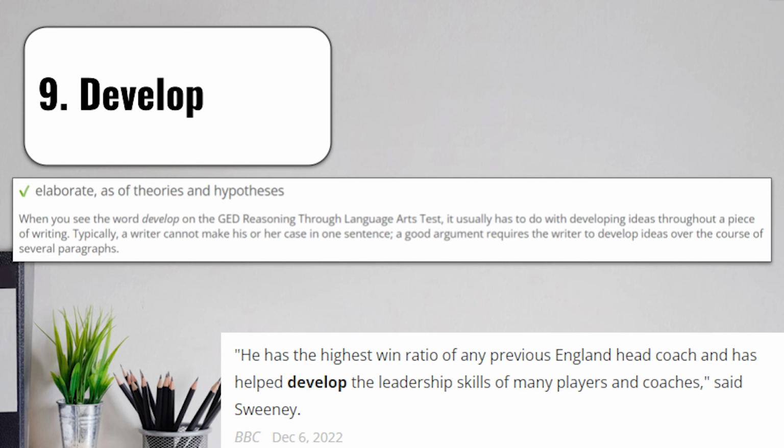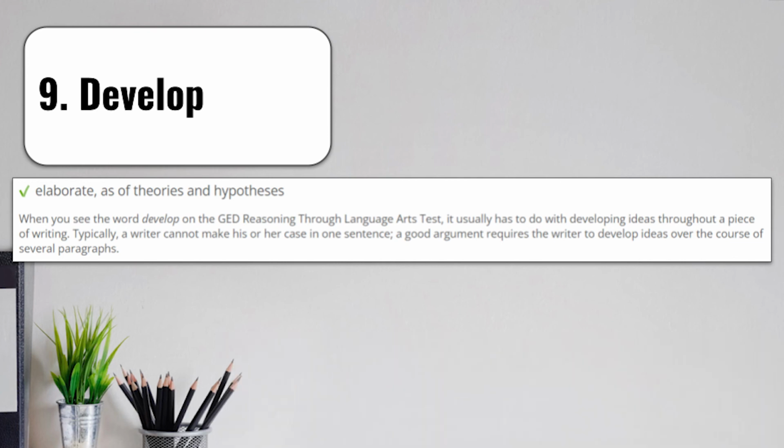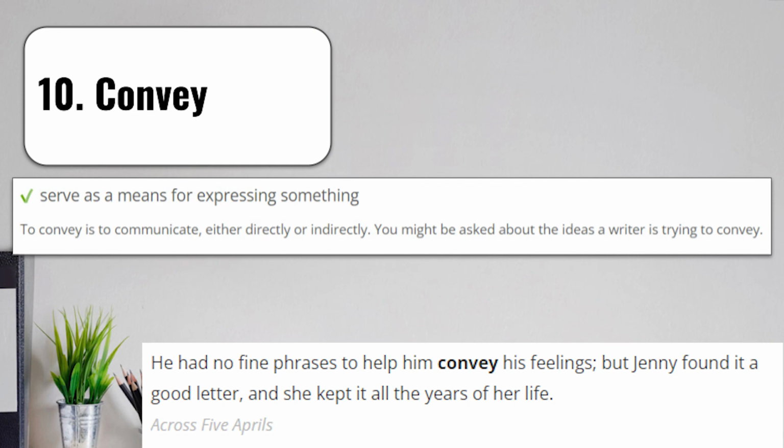You need to have a developed argument in order to win that argument. You need several points to back it up. A well-developed argument is more likely to win, and more likely to receive a better grade. Term number 10 is convey. To convey something is to serve as a means for expressing something. To convey is just to communicate, either directly or indirectly.